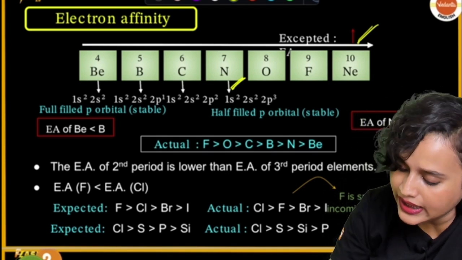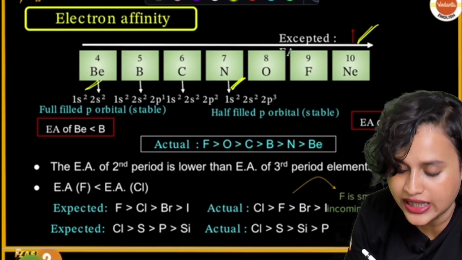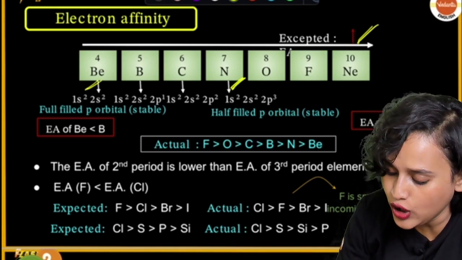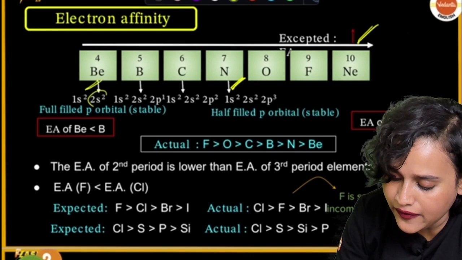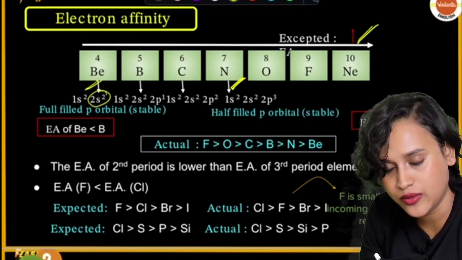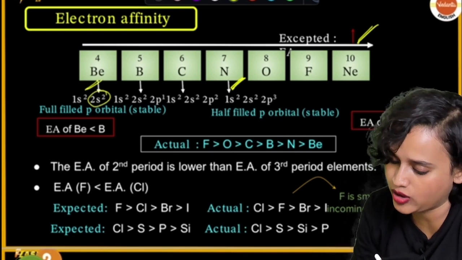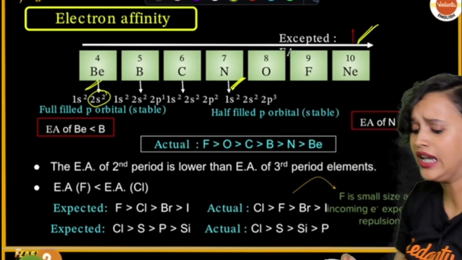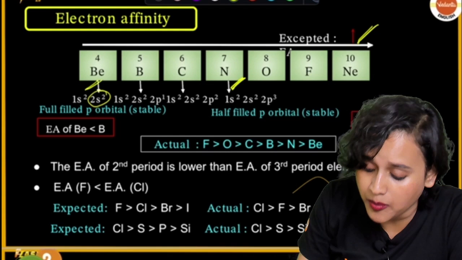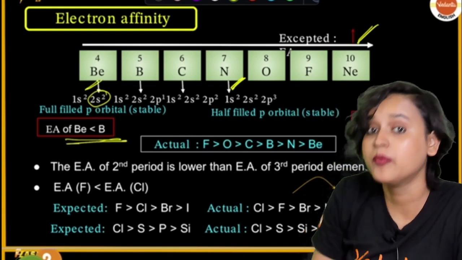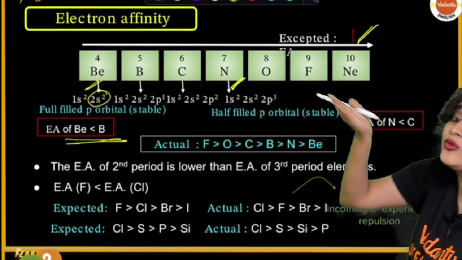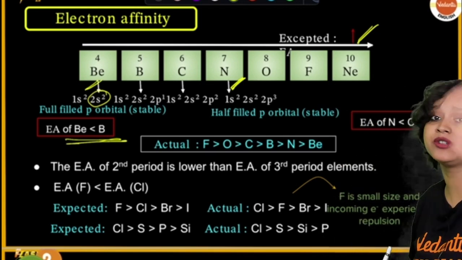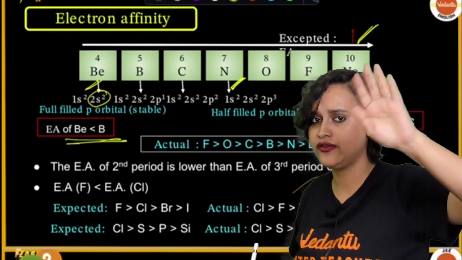Okay. Then in case of beryllium, you will be able to see an exception. Why? Because of the fully filled s orbital. You will see a fully filled s orbital, and hence they will also show less electron affinity. So the electron affinity of beryllium is less than boron, because boron still might want to catch an electron. Beryllium does not. Beryllium is like, I have fully filled, don't disturb me.